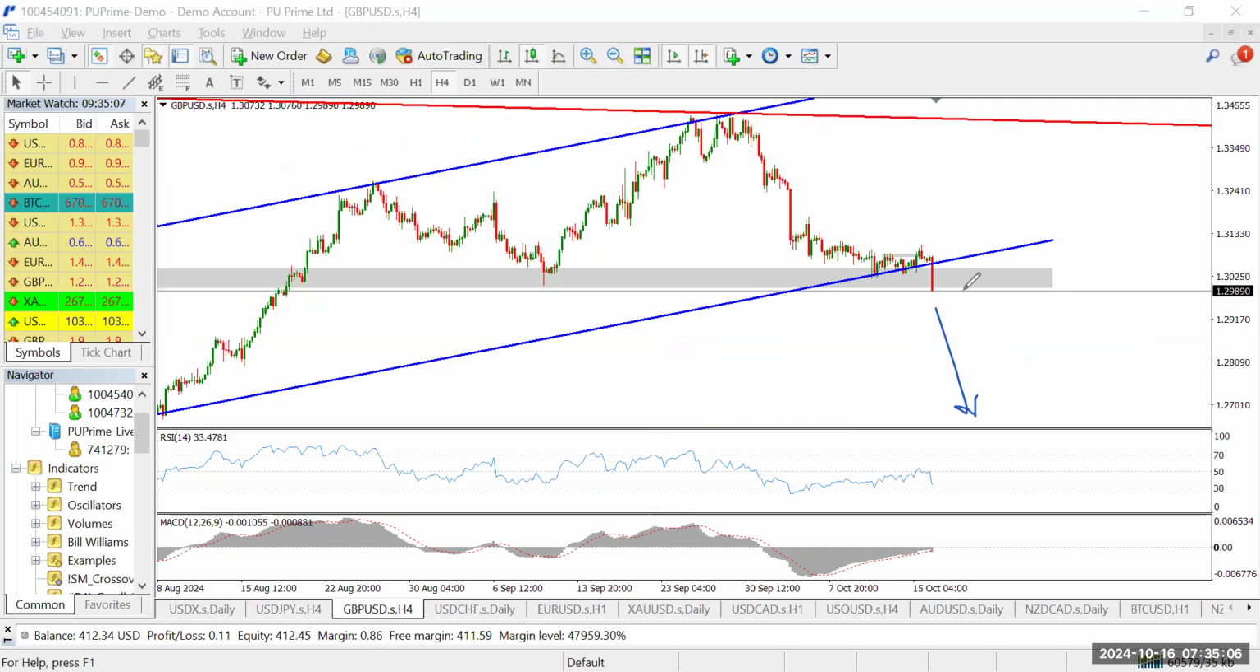So wait till 10 a.m. If by 10 a.m. this current candle closes below this rectangle, then we're ready for a long-term bearish movement on the GBP USD.